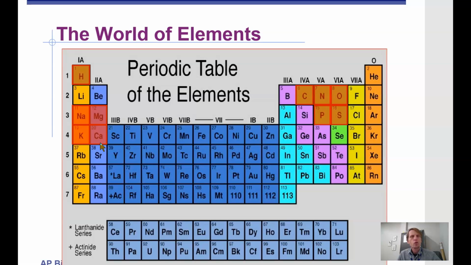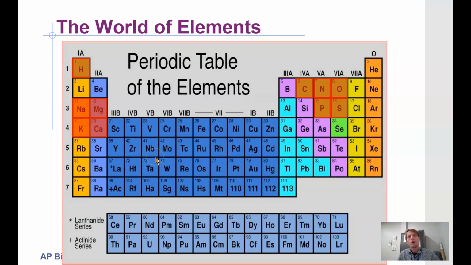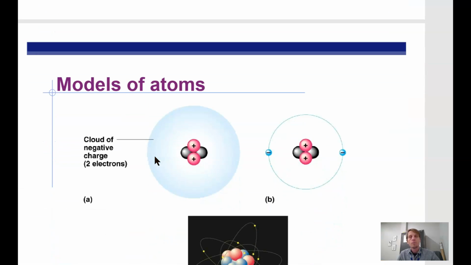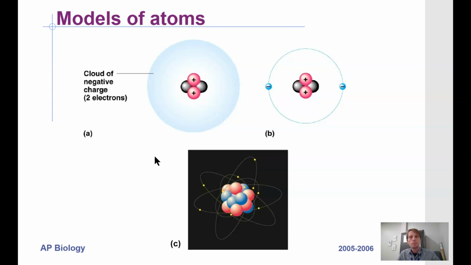But neither of those are so important to us as far as chemistry and interactions. They do tell us what element it is and a little bit about their behavior, but not really much. What does more for how atoms interact is the electrons. But first, here's some models of atoms.